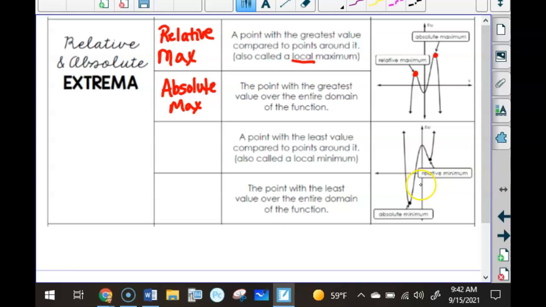And then there's the same for min. When you have an absolute min, it is the very, very, very bottom. It never goes below that. And a relative min is where it hit bottom because it changed direction, but it's not the very bottom of the whole graph.